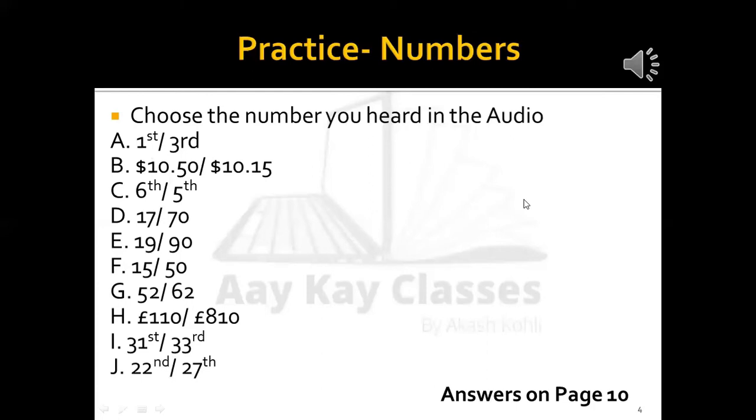A. Third, B. $10.50. C. Sixth, D. 70. E. 19. F. 15. G. 62. H. £110. I. 31st. J. 27th.